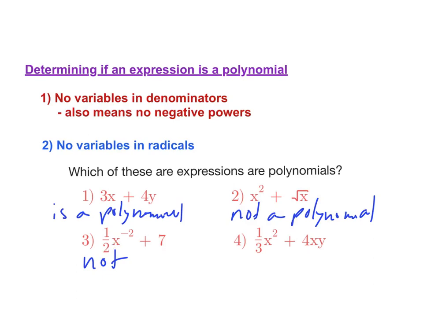How about 4? Raise your hand if you think yes, it is a polynomial. Raise your hand if you think no, it is not a polynomial. Raise your hand if you're uncommitted and have commitment issues. 2 of you, okay. Is there a variable in a denominator?